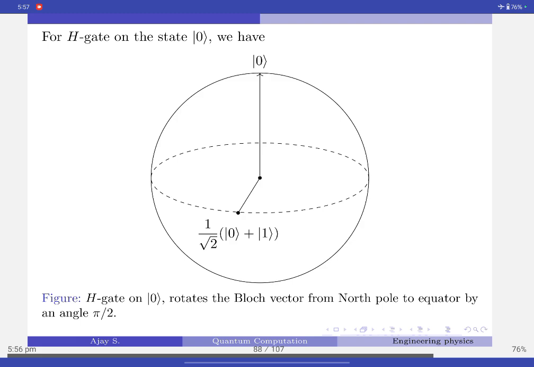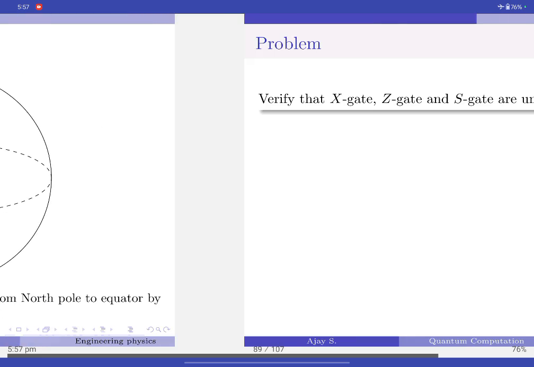When you perform a Hadamard transformation on the state ket 0, the ket 0 is situated at the north pole, and the Hadamard transformation on ket 0 gives you 1 by root 2 times ket 0 plus ket 1, which is the plus state. So it rotates it by 90 degrees. It is still on the Bloch sphere. So the Hadamard gate on 0 rotates the Bloch vector from the north pole to the equator by an angle of pi by 2. So any unitary transformation on the qubit will just move the point from one point of the sphere to another point of the sphere. The length of the Bloch vector remains constant under unitary transformation.